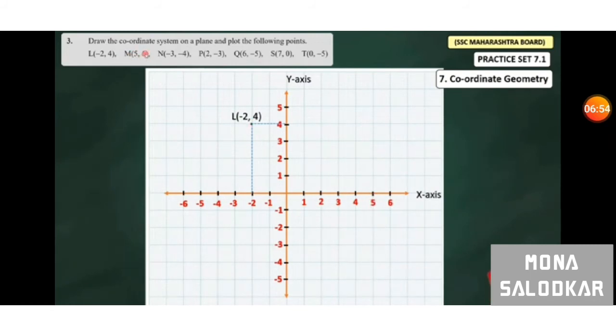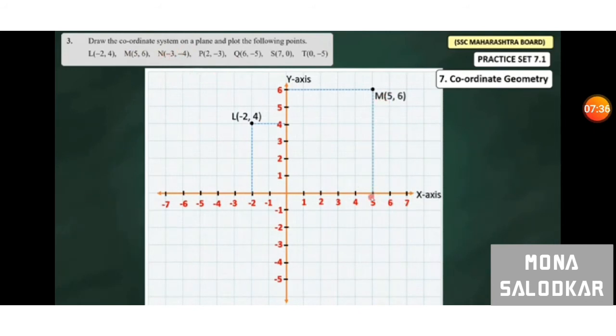Now next is M point, that is 5, 6. Both are positive, so it lies in which quadrant? First quadrant. So see here, what is the x coordinate? 5. See on x axis, where is 5? It is your 5. And then 6. 6 is on y axis. 5 on x axis. See here, it is your point. Then 6 on y axis. So draw perpendiculars from 5 and 6. They meet at a point, and this point is your M. Coordinates of M is 5 and 6. First x coordinate and then y coordinate.